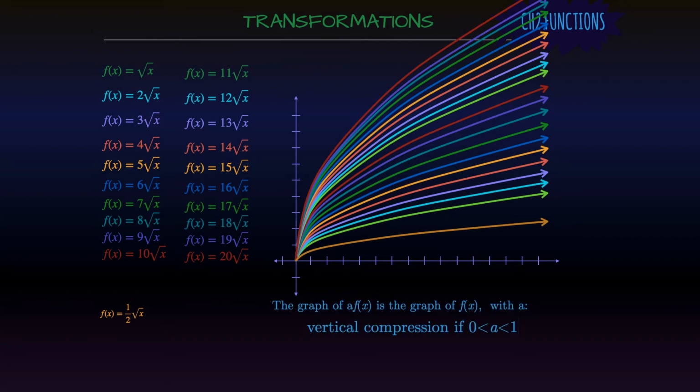So to generalize, the graph of a times f of x is the graph of f of x with a vertical compression if a is less than 1 but greater than 0, and a vertical stretch if a is greater than 1.